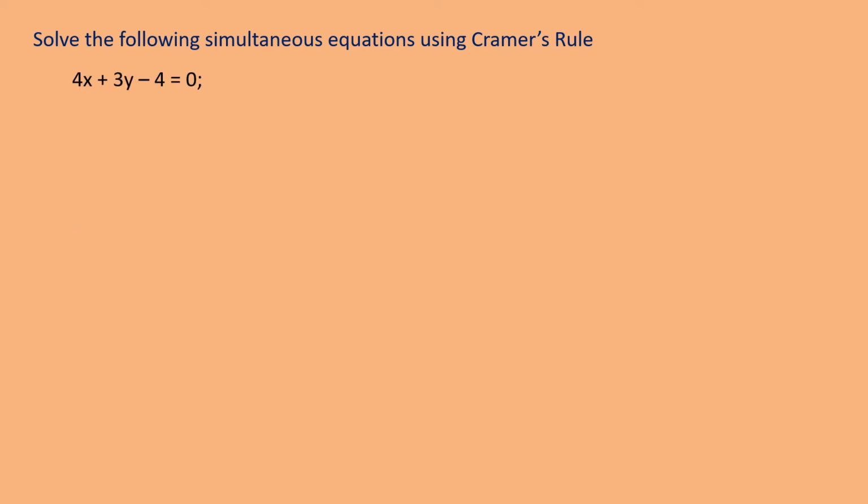The first equation given to us is 4x plus 3y minus 4 equals 0, and the second one is 6x equals 8 minus 5y.